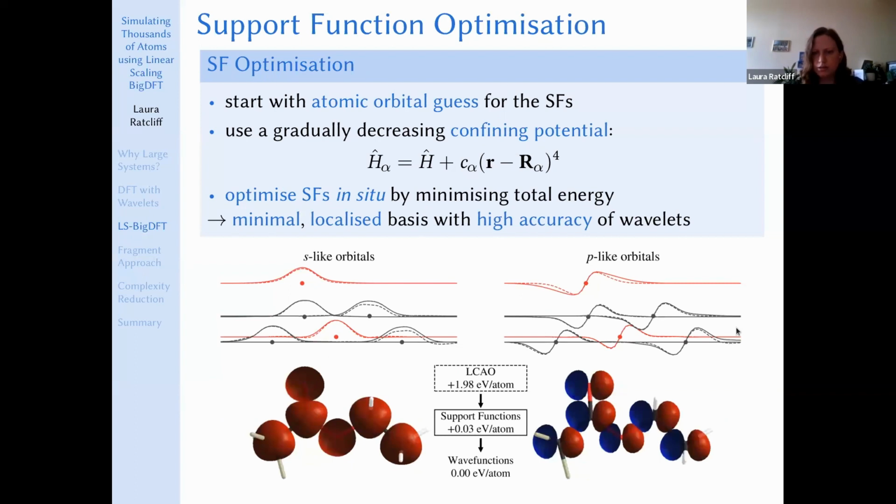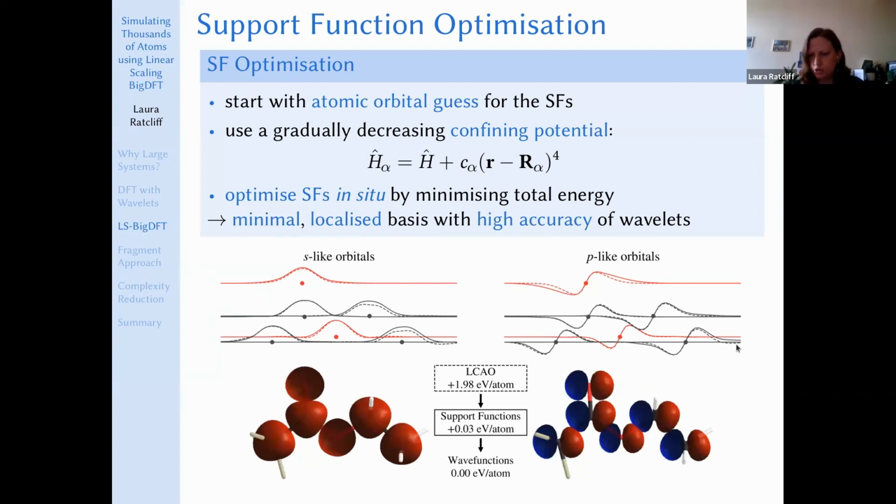So what this looks like, just as an example for this particular molecule. We have some S-like support functions and some P-like support functions. But if you look closely, you can see that the S-like orbitals, for example, are no longer really spherical. And the P-like ones have also distorted slightly. So these are kind of adapting to their local chemical environment in such a way as to minimize the energy.